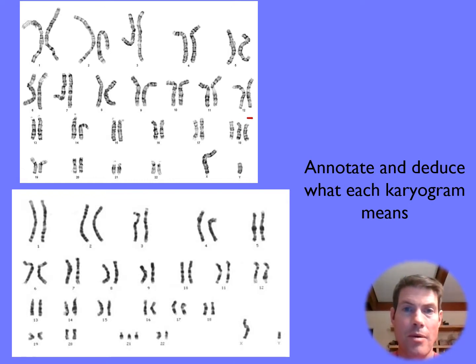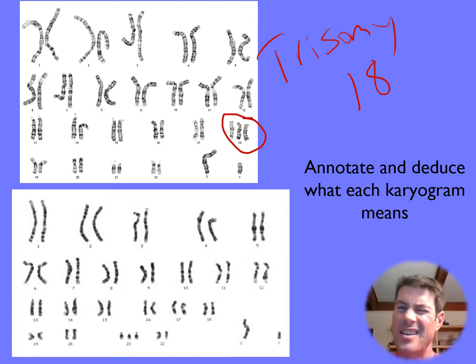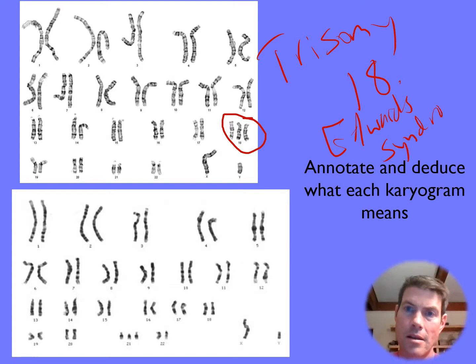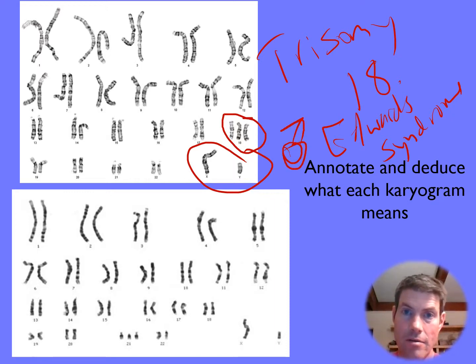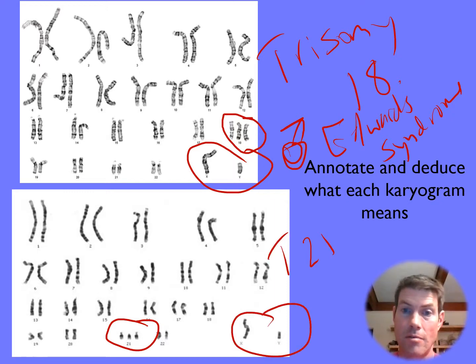Let's move on to this karyogram. If you see one thing pop out at you, you have three chromosome 18s. This is called trisomy 18. This is Edwards syndrome. And what would be the gender of this individual? X and Y. You would say male, right? And down here, we have trisomy 21, so I'll just say T21. And this is also a male.